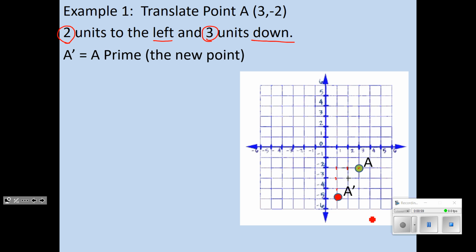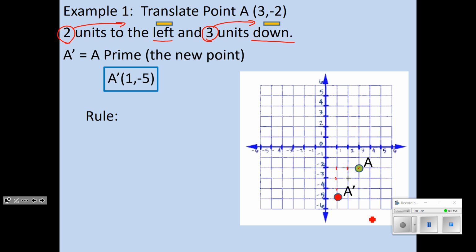Now we're going to write the rule, which is the translation notation. So whenever you see the word notation, we're looking for the rule. So first let's write our ordered pair that goes with A prime, which is (1, -5). Now let's write the rule. So let's look at what we actually did. 2 units left, left is a minus. 3 units down, that would be a minus as well.